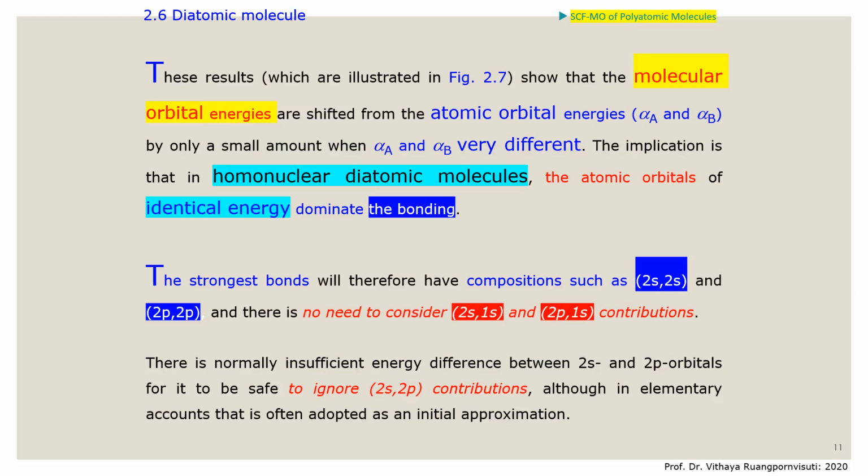There is normally insufficient energy difference between 2s and 2p orbitals for it to be safe to ignore 2s and 2p contributions, although in elementary accounts that is often adopted as an initial approximation.